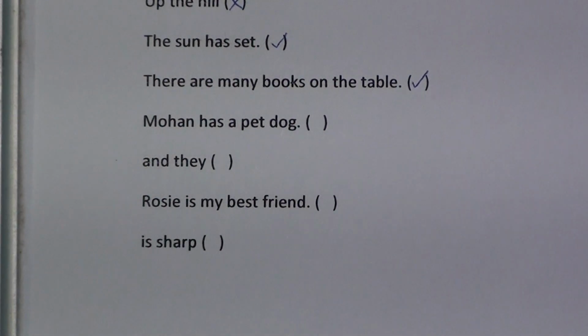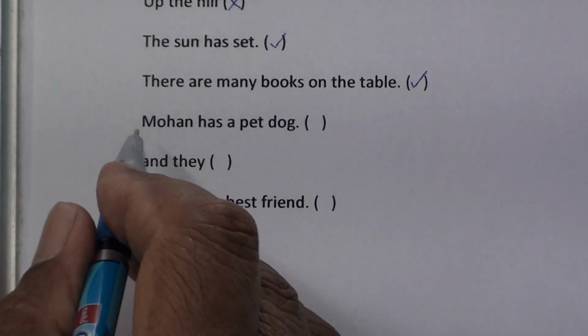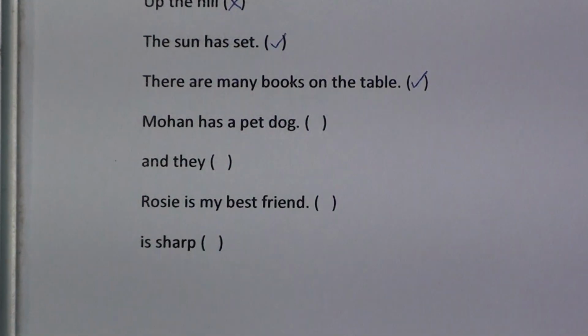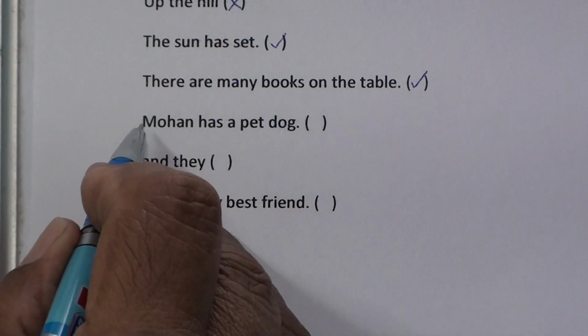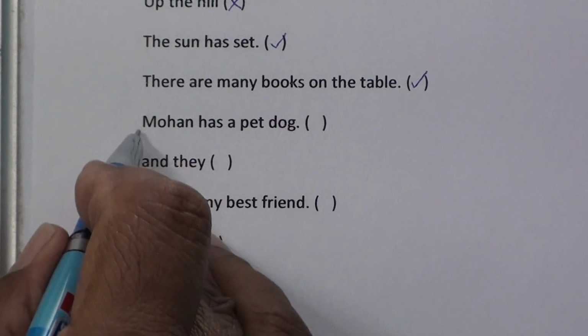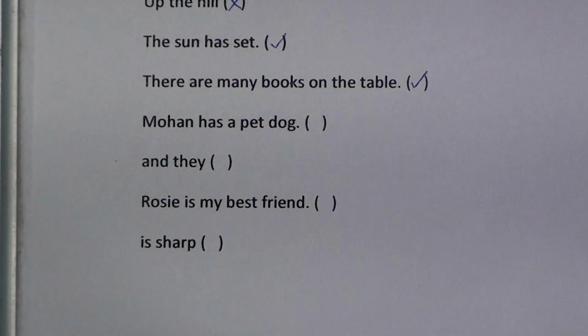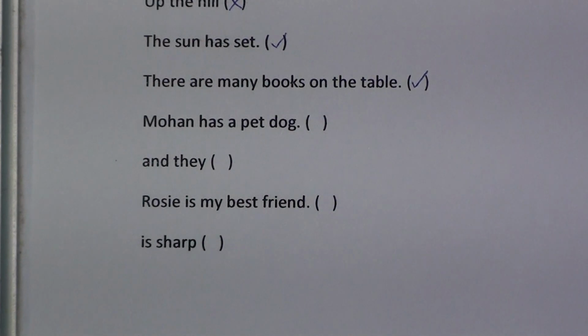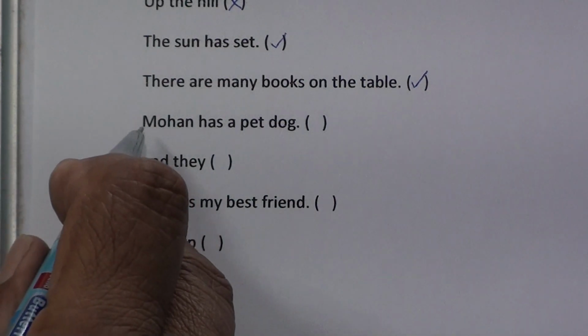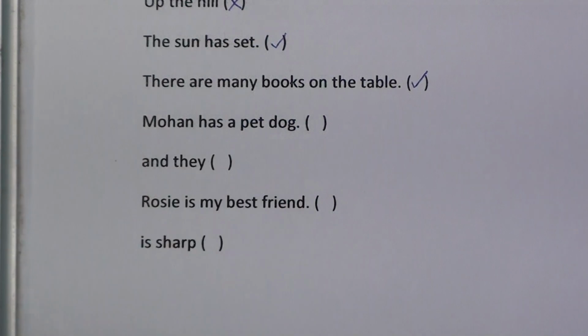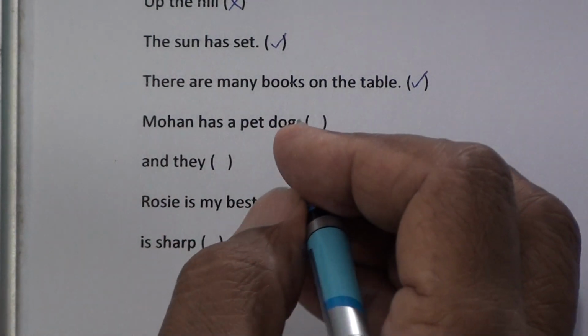Now, another group of words. Mohan has a pet dog. Does it make a sense? Yes, it makes a sense. And it begins with a capital letter and it ends with a full stop. So, Mohan has a pet dog is a sentence because the words are in their proper order, it makes a sense, and it begins with a capital letter and it ends with a full stop. It's a sentence and we will put a tick against it.